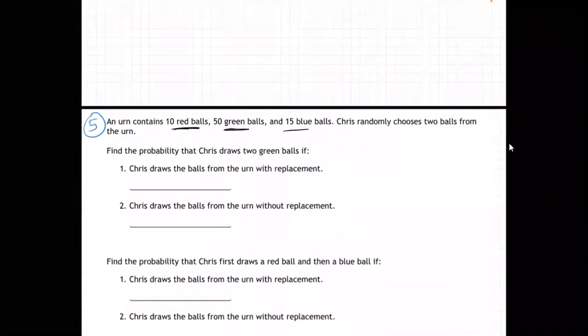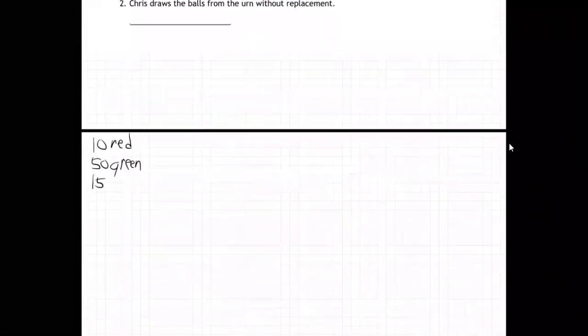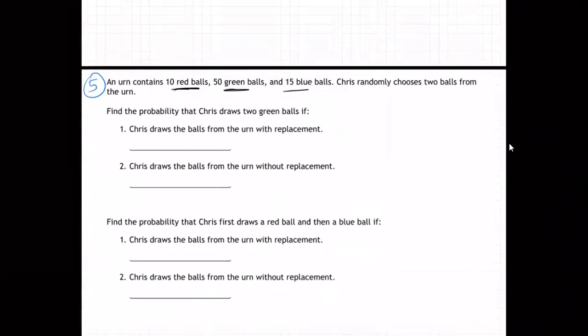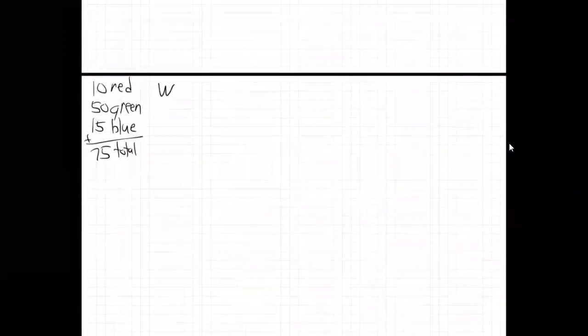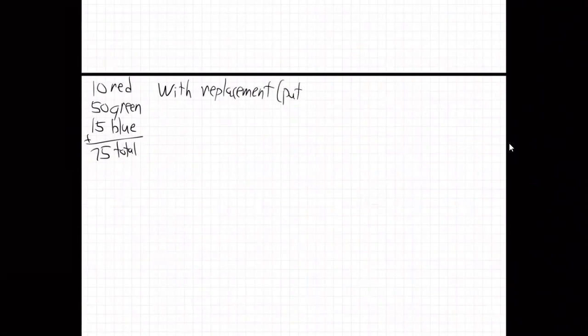10 red, 50 green, 15 blue. That adds up to 75 total colored balls in the urn. So first I'm going to do with replacement, which is easier. With replacement, meaning that we put back the first marble.